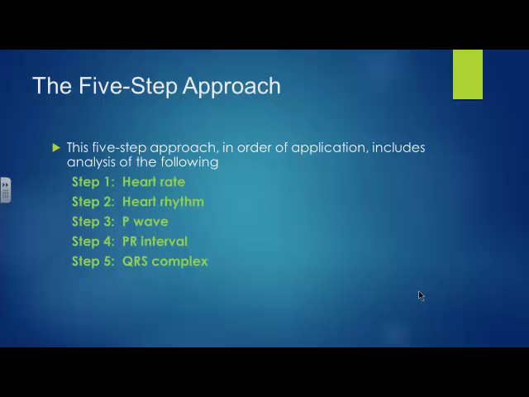Then look at your PRI. Your PRI is going to tell you how long it's taking from your atria to your ventricles, right? To get ventricular depolarization, and then your QRS complex. How wide is your QRS? Is it wide and bizarre? Especially now that we've talked about 12 lead, what does your Q wave look like? Is it benign, or do you have a pathological Q wave? Is it greater than one-third the height of the R wave?